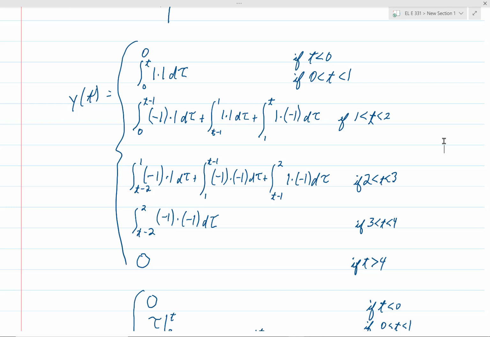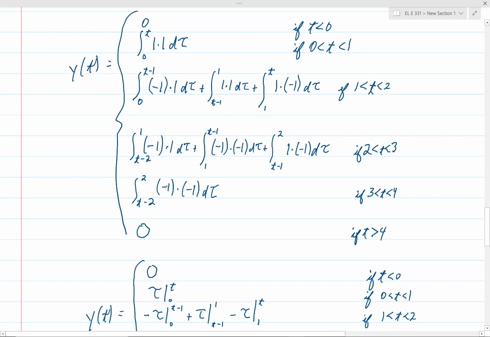Okay, so obviously the first one is just 0 if t is less than 0. That's easy. And when we integrate 1 d tau, we will get tau, and the limits are 0 and t. So you can see that right here. And that's if 0 is less than t is less than 1. Now the next one's a little more complicated.